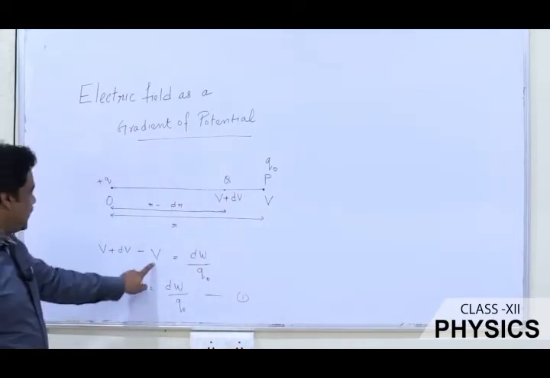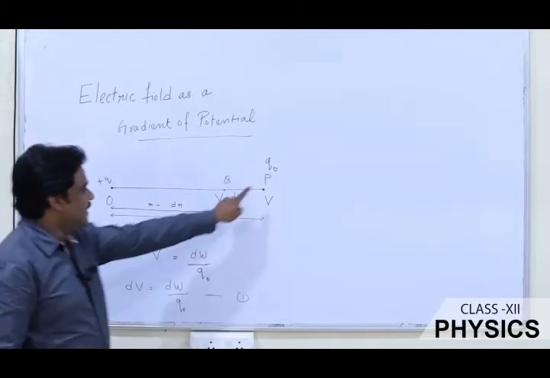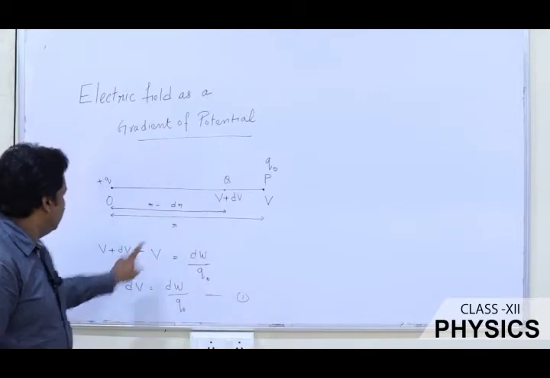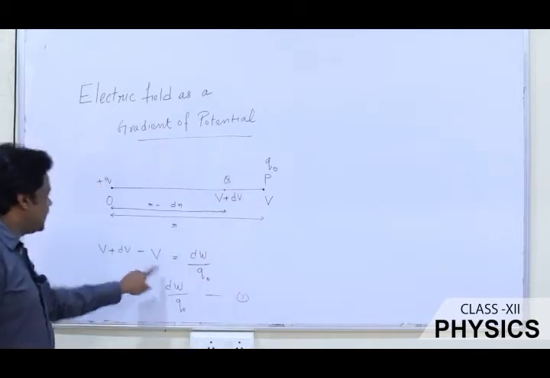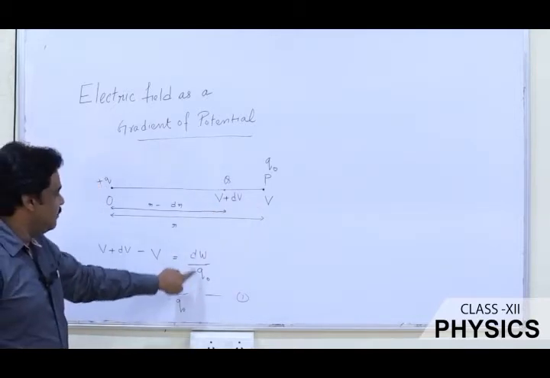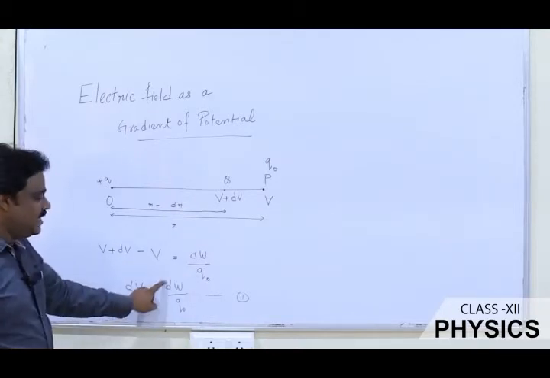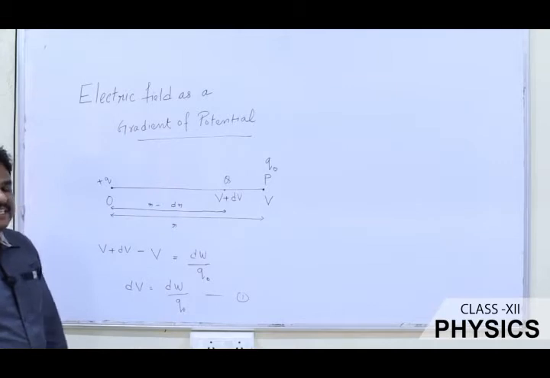Once again, this is the potential difference in moving a test charge from P to Q. V plus dV is the final potential. V is the initial potential. So V plus dV minus V is equal to dW by q naught. V and V cancel. So I am getting dV is equal to dW by q naught. Mark it as equation number 1.